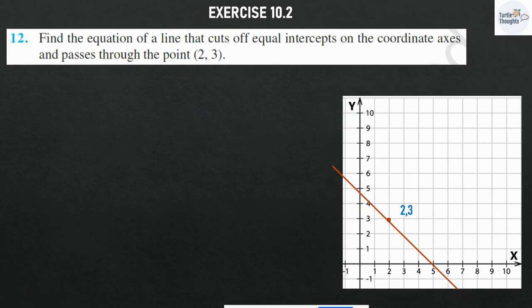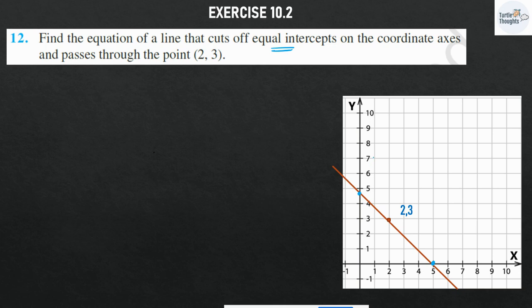Question number 12. Find the equation of the line that cuts equal intercepts on coordinate axes and passes through the point 2 comma 3. So the main thing in this question is that it cuts equal intercepts. What is an intercept? An intercept is a point where a line intersects the x-axis or the y-axis. The point where the line intersects the y-axis is called the y-intercept. The point where the line intersects the x-axis is called the x-intercept.